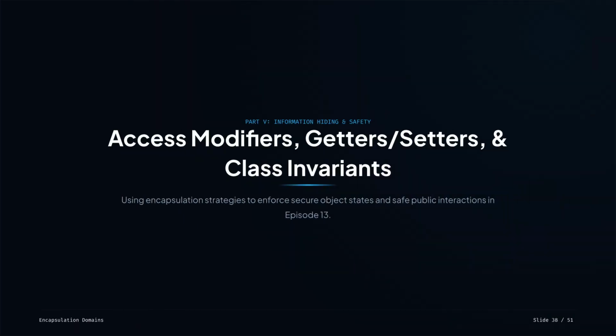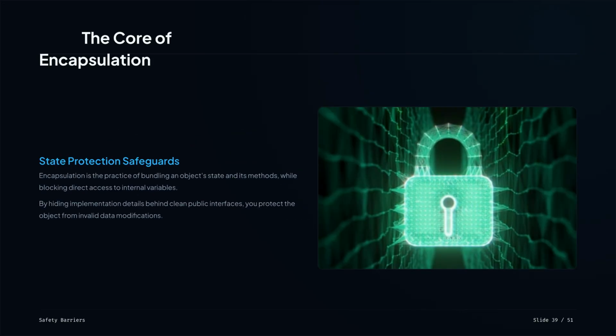Moving into Part 5, Information Hiding and Safety. Here, we discuss how to use access modifiers, getters, and setters to protect your object's internal state and enforce necessary class invariants. Encapsulation is the practice of bundling an object's state and methods while blocking direct access to internal variables. By hiding implementation details behind public interfaces, you ensure that external code cannot corrupt your object's integrity.